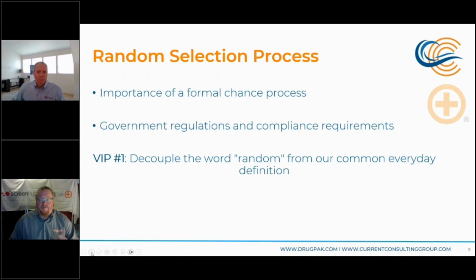So it's time now to make very important point number one. We have to decouple the word random from our everyday definition. When we talk about random selections, we're using the mathematical definition, not the one we use in normal conversation. This conflict between the formal definition of randomness and our common usage, that is, the conflict between understanding and instinct, creates a major challenge for everyone. As we proceed today, we're going to explore this in more detail. Next slide.